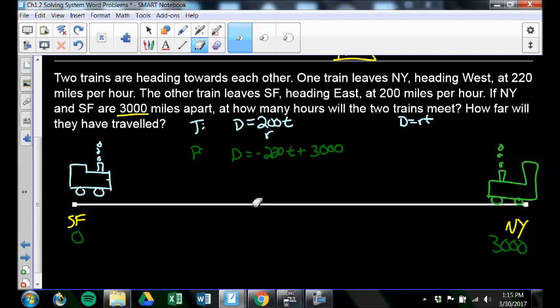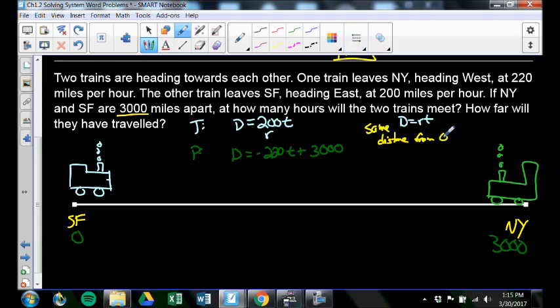Now the question is, at what point, or how much time are these two trains at the same point? Meaning, when are their distances the same? And by that I mean the same distance from 0. Because if they're both the same distance from 0, which we're calling San Francisco, then they'll be at the same point. So if they have the same distance, that means these two distances are the same.